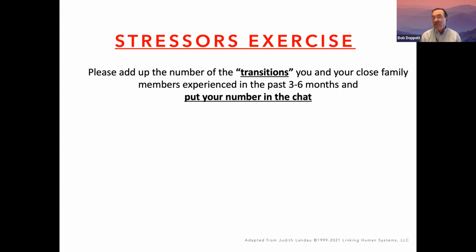And put your number in chat if you can. It might be 0, might be 20. Just whatever comes up. Let's just see if you can come up with a number of transitions you made. So I see a number from 4 to 5 to 7. Yep, that's pretty accurate.